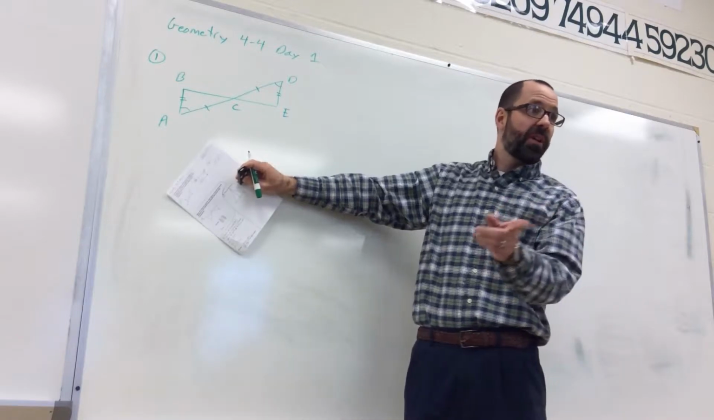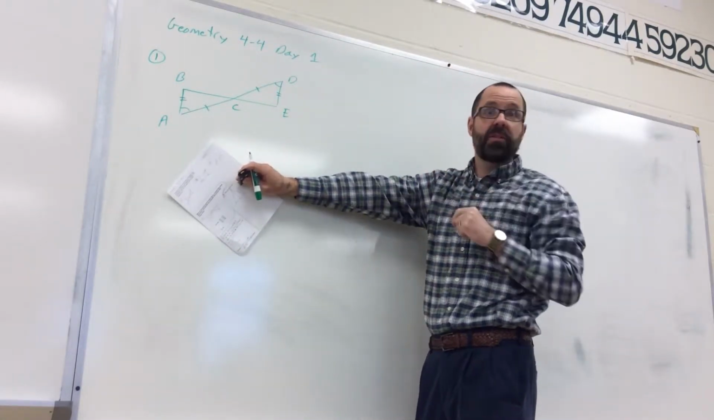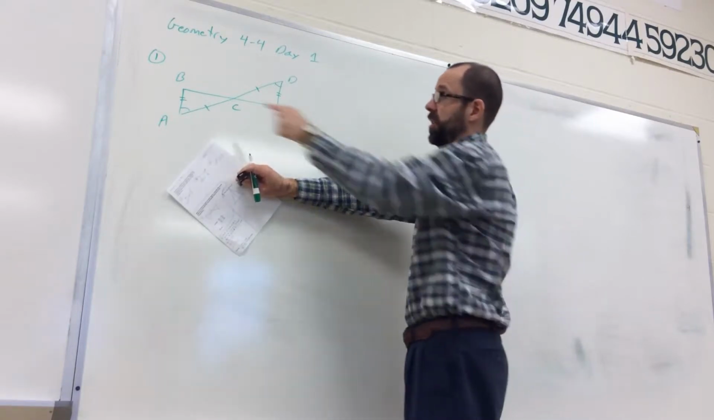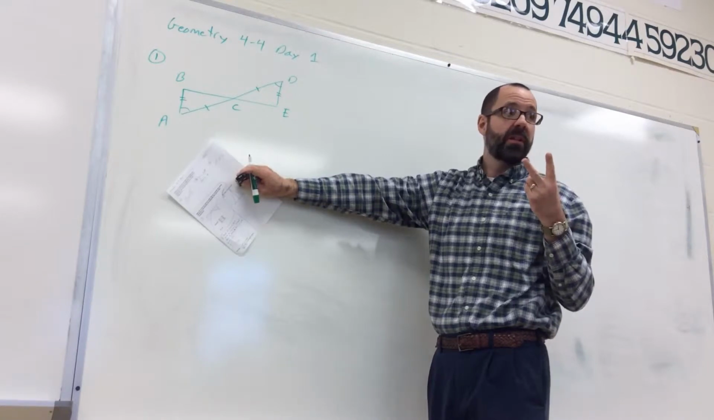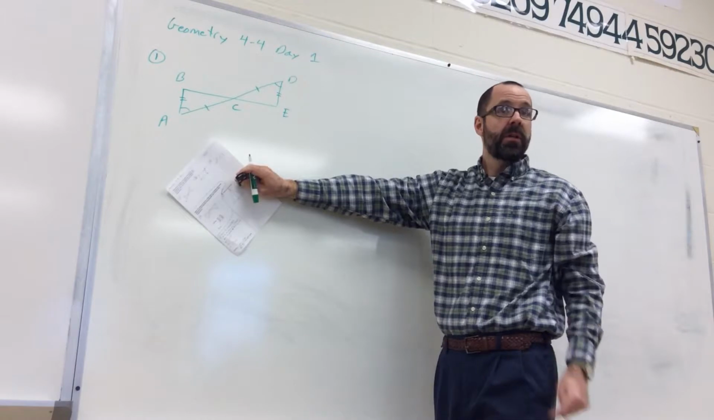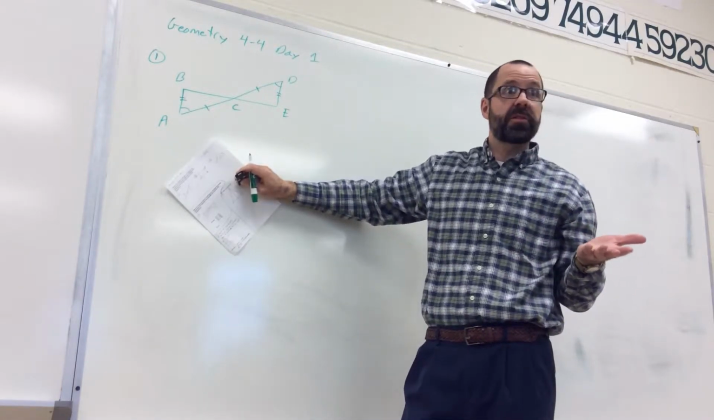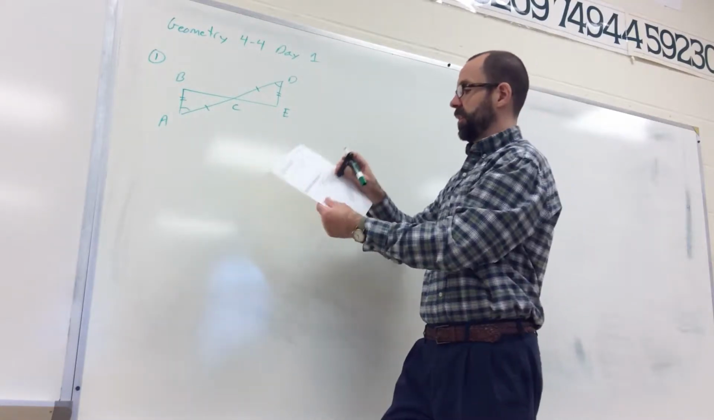So notice that they told us that this side is congruent to that side, so that's one pair of sides that's congruent. And also they showed us that that side's congruent to that side, so that's two pair of sides congruent. And then they also showed us that that angle is congruent to that angle. So is that enough to prove that the triangles are congruent? It is, good. So we're going to write that down.